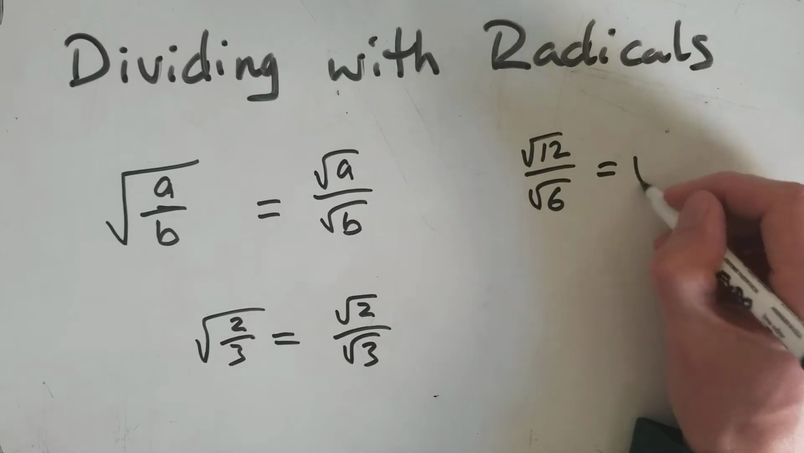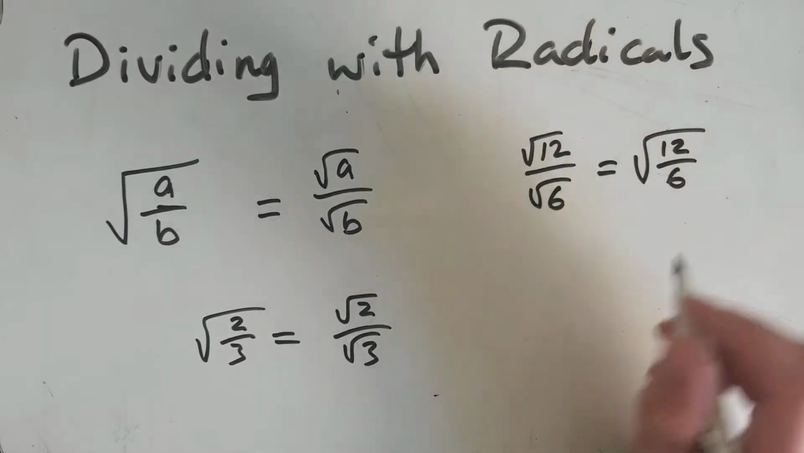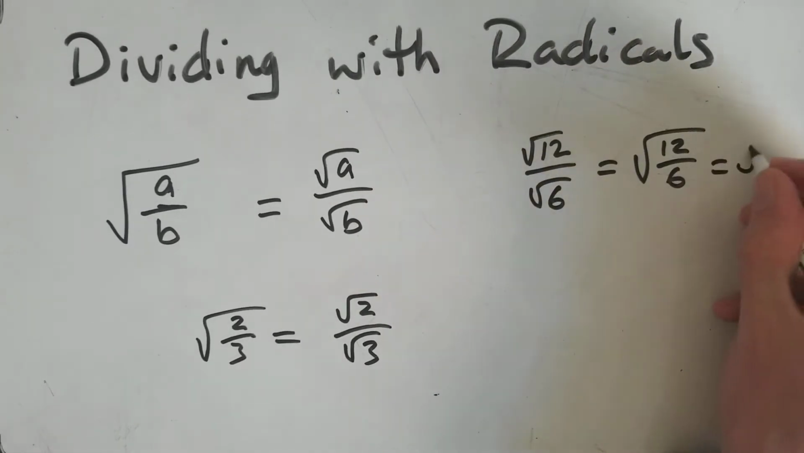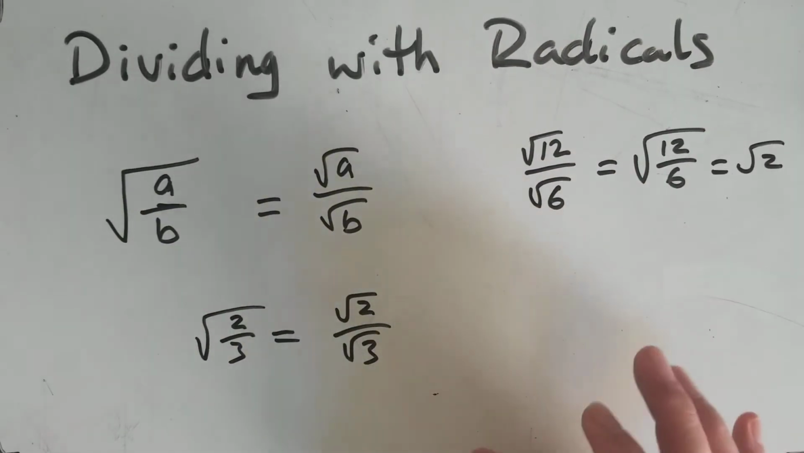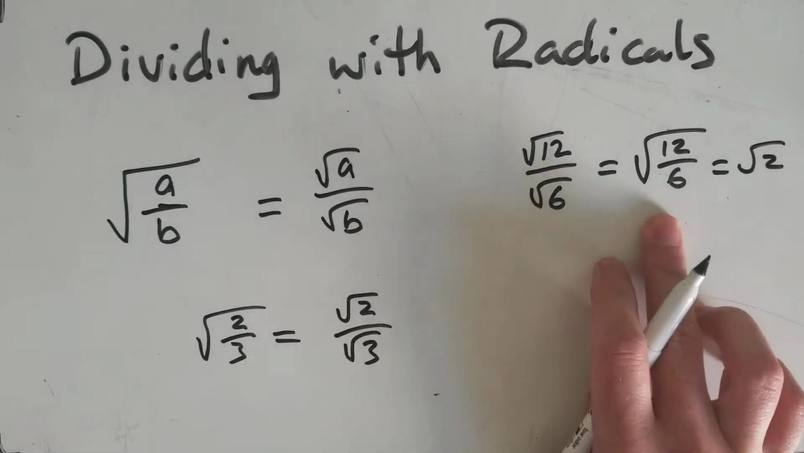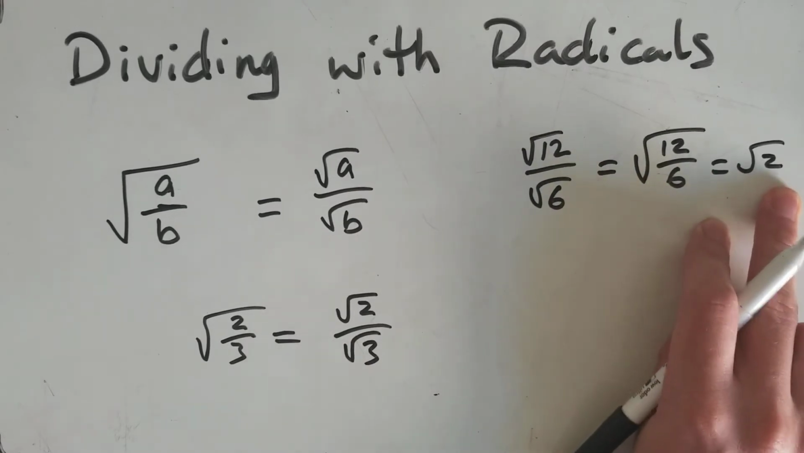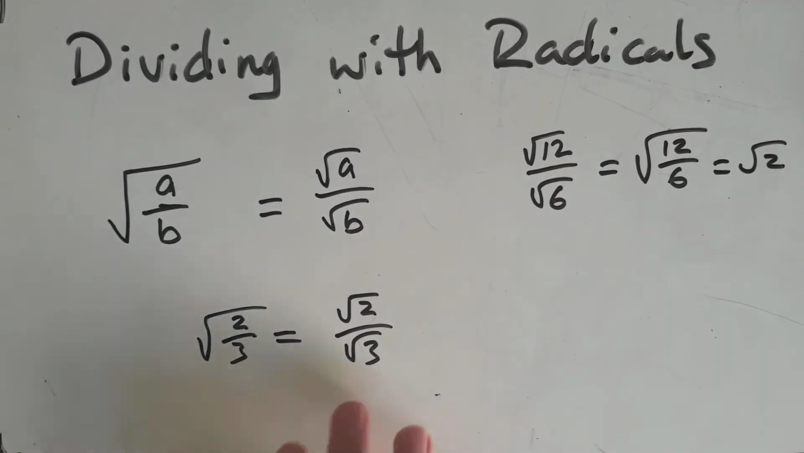This would be equal to the square root of 12 over 6, which then you could even simplify and say is the square root of 2. So this has uses going in both directions, and we'll see both those directions. So you can use it to simplify, it'll make simplifying easier, and we'll see what happens when we go this way.